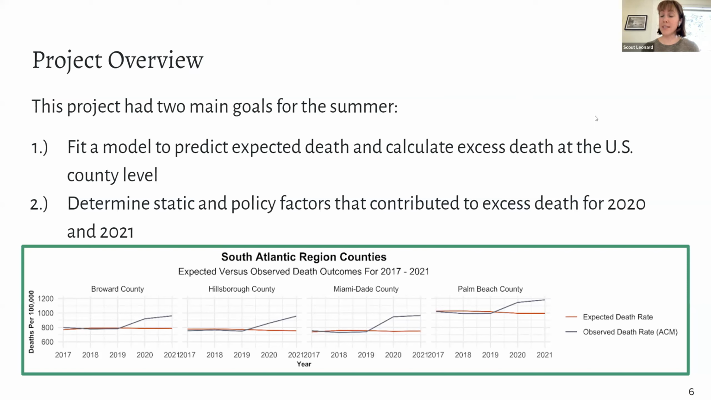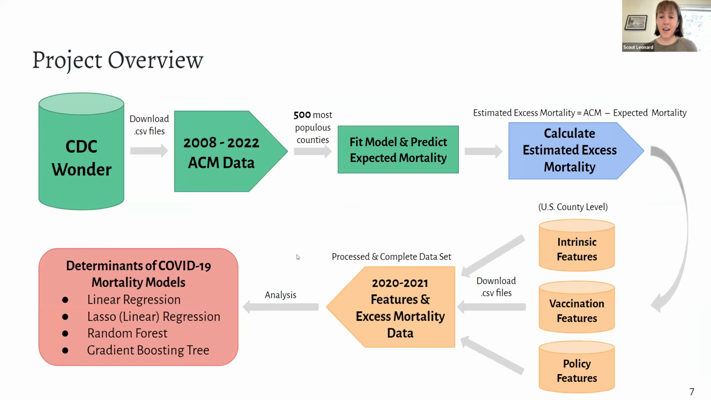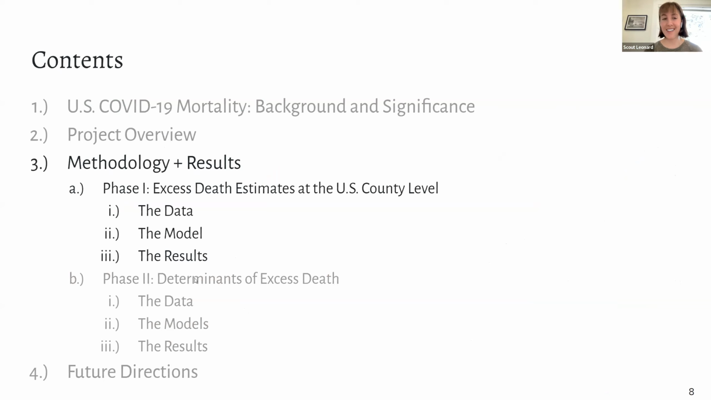And so on the next slide, we have a figure that shows how we did this. At the top, you can see phase one, where we achieved the first goal of predicting expected mortality rates using historic data from the CDC to fit our model and predict expected mortality for 2020 and 2021 and calculate the amount of excess death for those years. And then we pull in all of these features, intrinsic, vaccination, and policy features for all of the counties included in our models. And we fit 4 different models and compare their prediction accuracies and use those to determine important factors in COVID-19 mortality. So next, I'll pass it off to Charles, who's going to talk about phase one, the first part of our project.